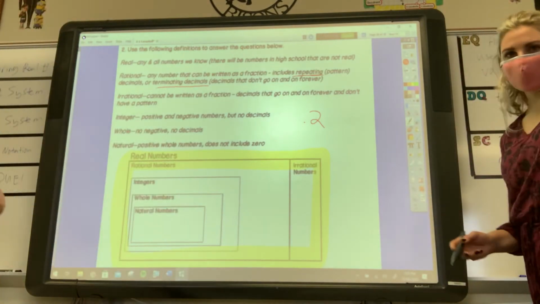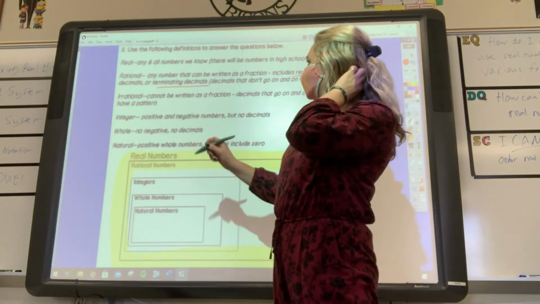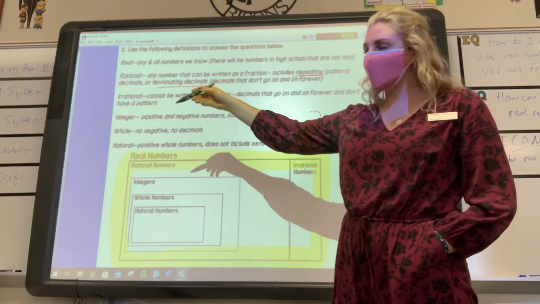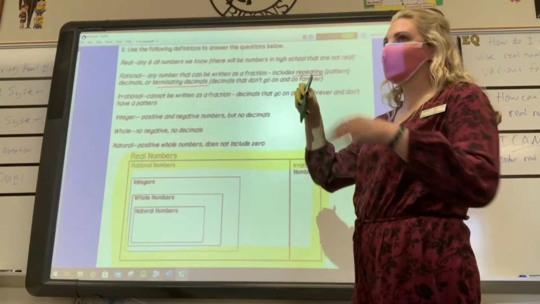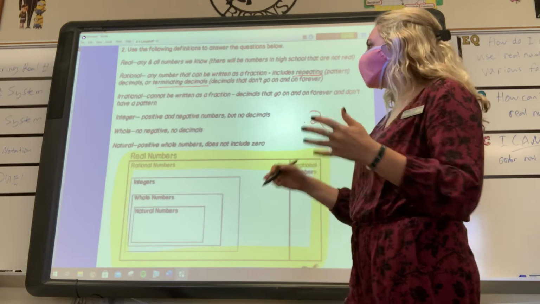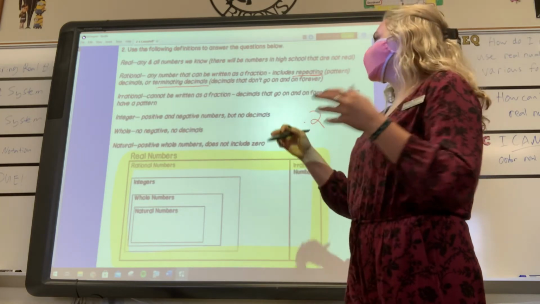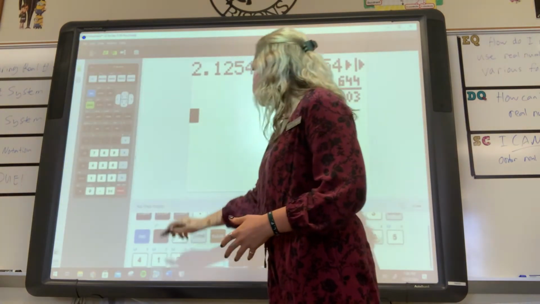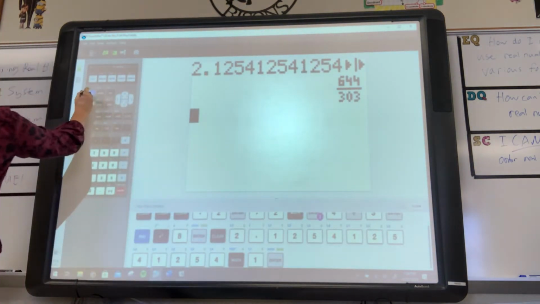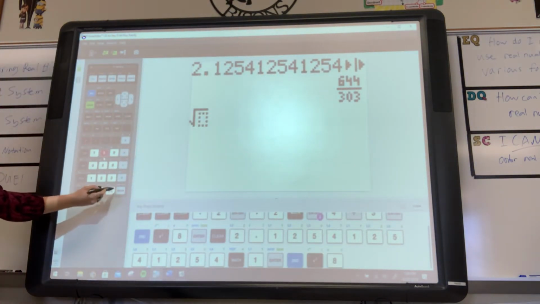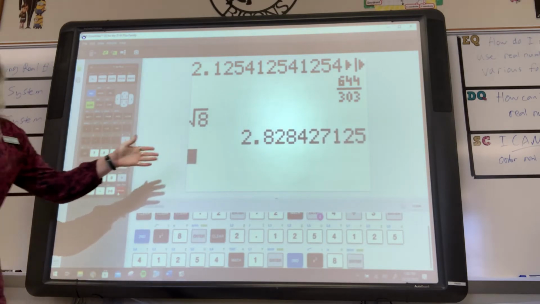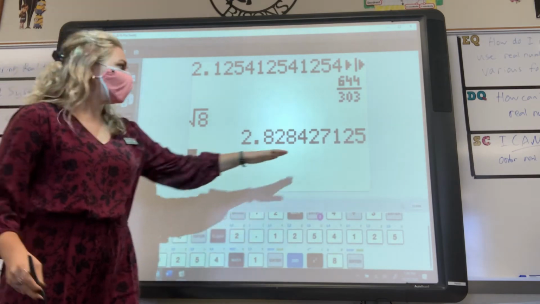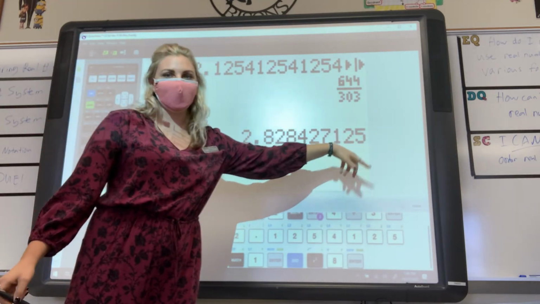All right, thanks, Mr. Campbell. So going with great definition, moving to our next number, irrational. So this is what Mr. Campbell touched on, saying cannot be written as a fraction. These decimals go on and on forever and don't have a pattern. So I'm going to pull that calculator back up. Again, we did the square root of 8, and you wouldn't be able to know with any logical description what the next number after 5 would be.